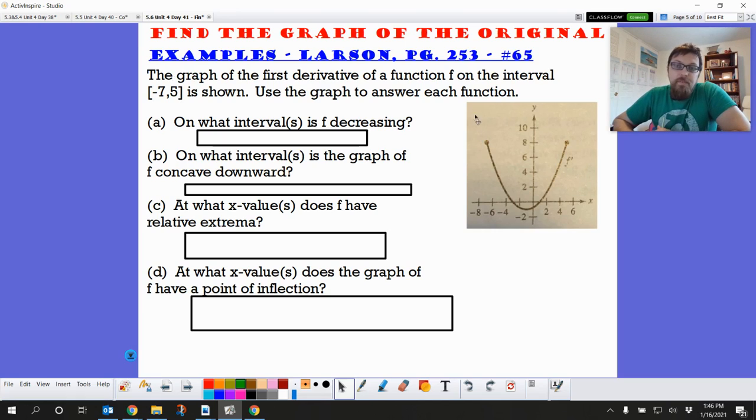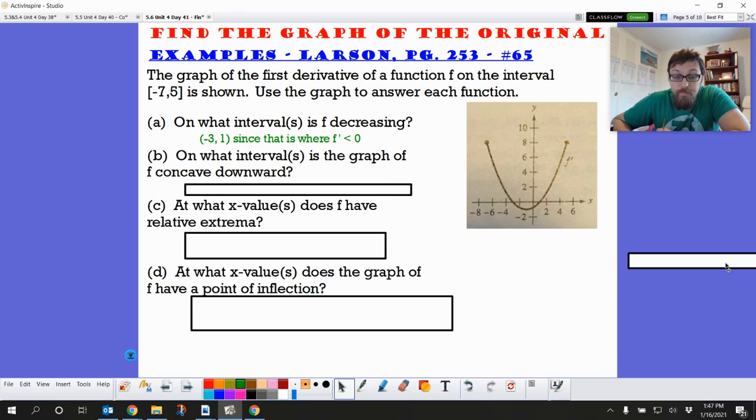Okay, the graph of the first derivative of the function on the interval negative 7 to 5 is shown. Use the graph to answer the questions. Where is f decreasing? So remember, this is the derivative, and we want to know where f is decreasing. So we don't want to know where the derivative is decreasing. We want to know when the original function is decreasing. And that's going to be where the derivative is negative. So between these 2 points. So let's see, this is negative 2. So that looks to be about from negative 3 to 1, since that is where our derivative is negative.